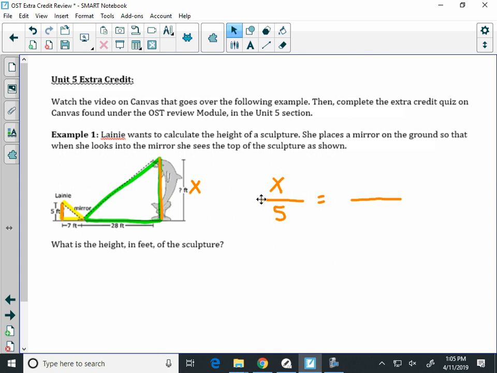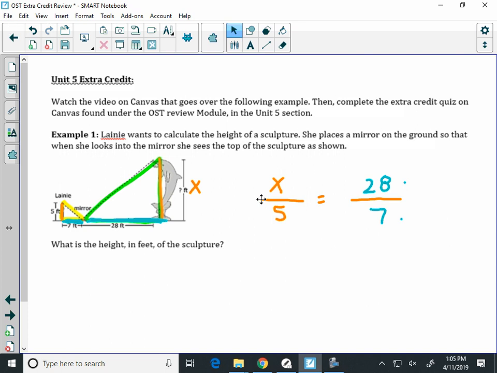Then, in the bottom part, we have 28, which is the only other measurement we're given in the big triangle. So the big triangle was in the top, so 28 is going to stay in the top. We have to stay consistent. The side that corresponds to 28 in the little yellow triangle is 7. So I'm going to put that in the bottom. Again, stay consistent. Big triangle over little triangle, so the other fraction has to be big triangle over little triangle.